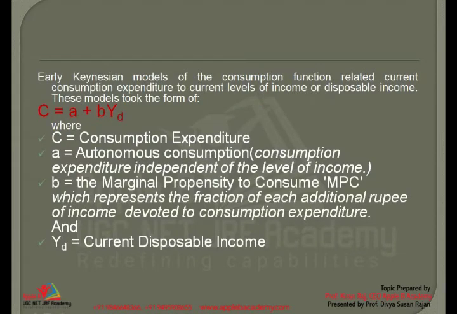The early Keynesian models of the consumption function related current consumption expenditure to the current levels of income or disposable income. Now, here the models took the form C = A + BYD, where C is consumption expenditure, A is autonomous consumption, or consumption at the income level 0, B is MPC, and YD is current disposable income.